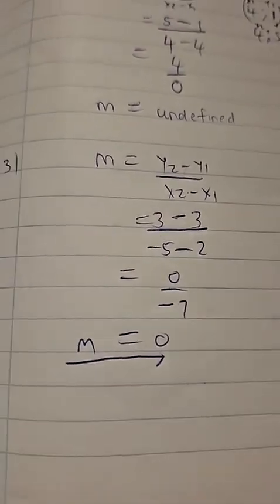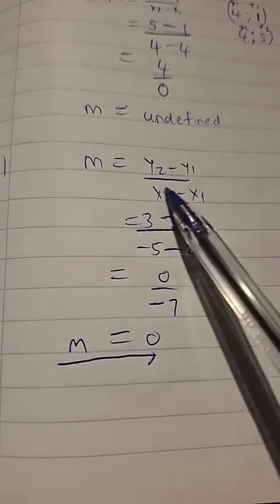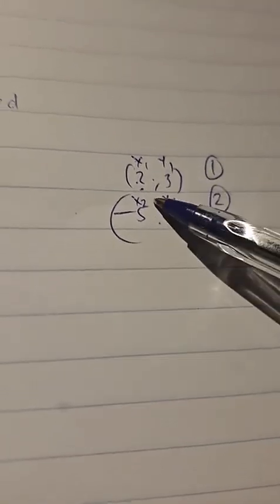So here is our gradient formula. M is equal to y2 minus y1 over x2 minus x1. Our points are (2, 3) and (-5, 3). You can decide, and it doesn't matter, guys, which one you make the first or the second point. At the end of the day, you will still get the same answer. I decided to make this one the first point, so this will be x1, this one will be y1. Then this is the second point, so this will be x2 and this will be y2.